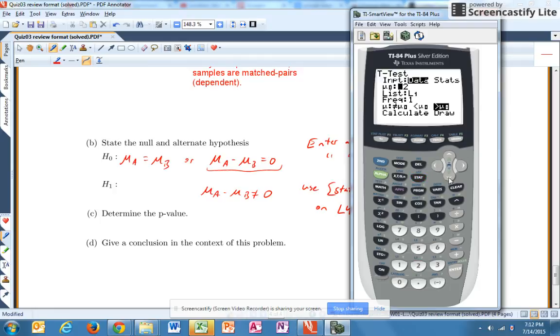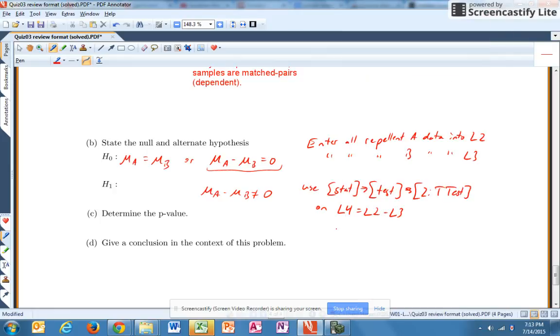I have the actual data. The null hypothesis is that the difference is 0, and those differences were in L4. Frequency should always be 1, and I want to test and see, is there a difference? So I have not equal to, and I hit calculate. Okay, and I get a p-value of 0.0114.